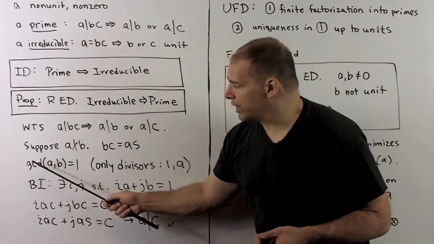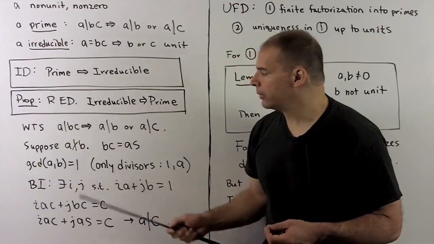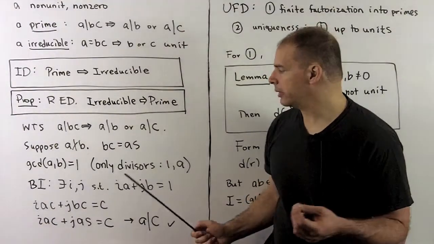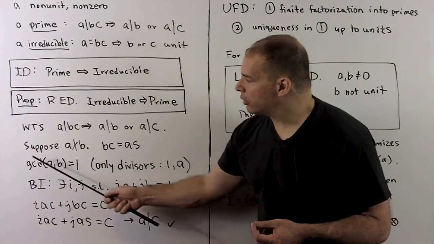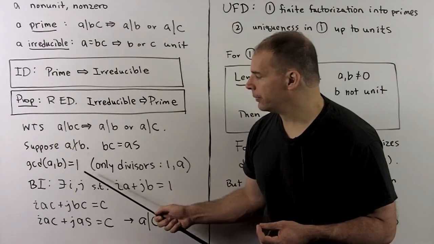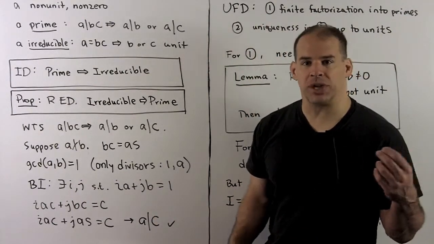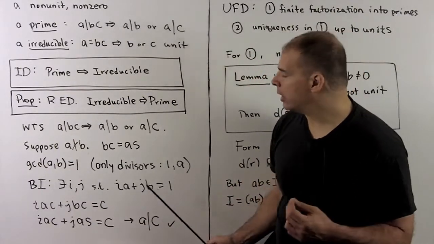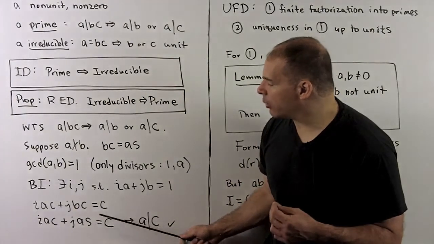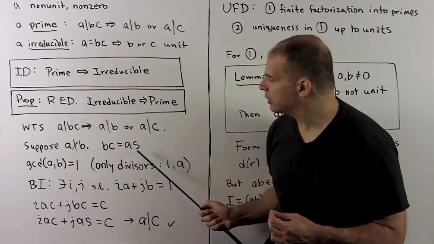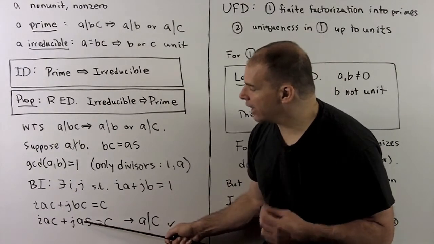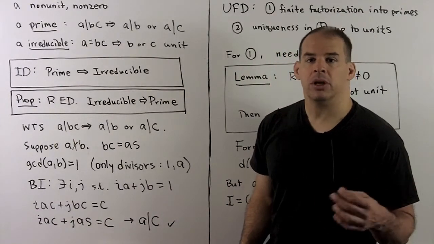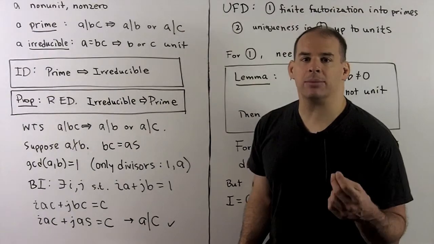We also have the greatest common divisor of A and B is equal to 1. Note here, because A is irreducible, the only divisors are 1 and A up to a unit. So since A does not divide B, the greatest common divisor must be equal to 1. Now with that, we can invoke the Bezout identity. So there exist I and J such that IA plus JB equals 1. We multiply through by C, and then I replace BC with AS. Now, I can factor an A out of the left-hand side, and that shows that A divides C. And that's what we wanted to show. So in a Euclidean domain, the irreducibles and primes are the same.